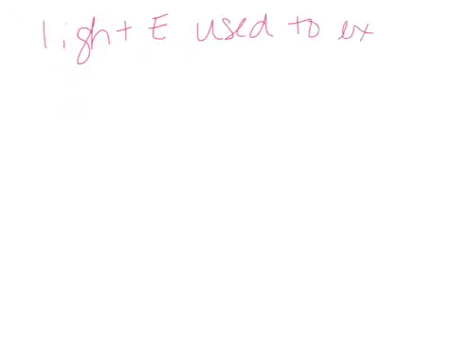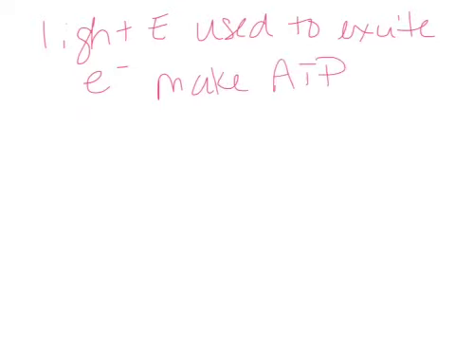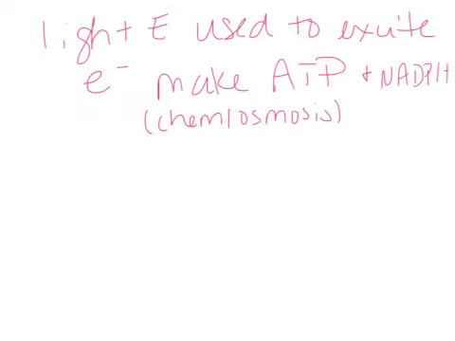Okay, so let's sum this up real quick. What I've got going on here, my big idea, I don't want to lose sight of things. I've got light energy, which is used to excite the electrons and make ATP. It's going to excite electrons and make ATP using that chemiosmosis process, right? And it's going to make NADPH. And by doing that, that's going to help power the Calvin cycle.